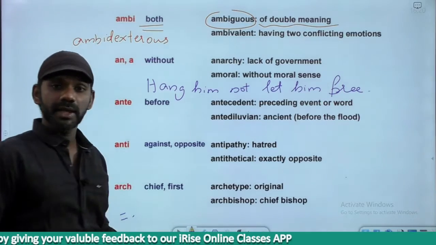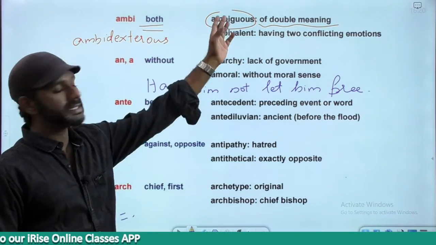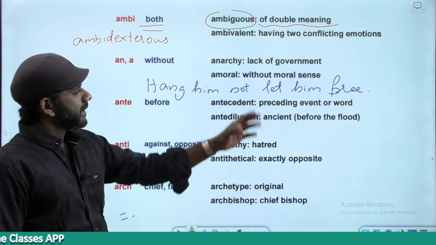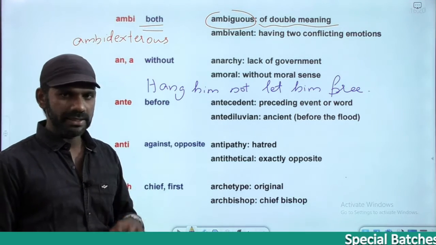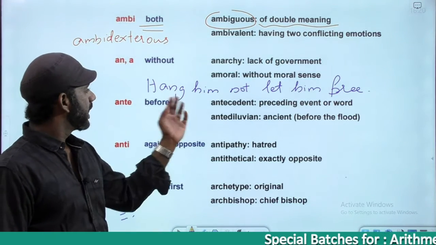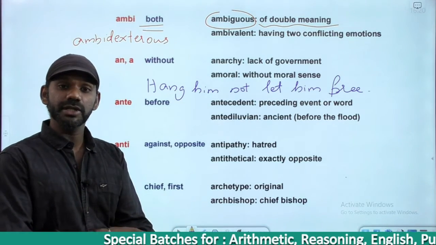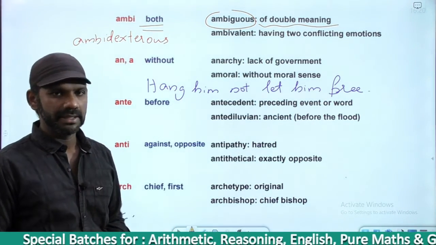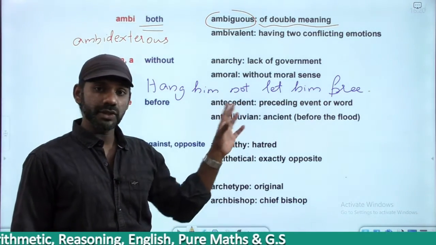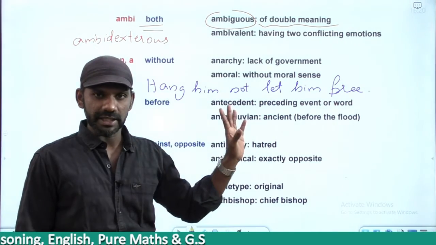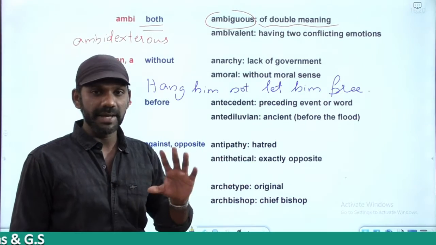I told you a sentence should convey only one meaning. If a sentence conveys more than one meaning, that sentence is termed as ambiguous. Now my question is, how many meanings does this sentence convey? I say two meanings. One is, hang him, not let him free. That means he should be hanged, he should not be let free. The other meaning is, hang him not, let him free. That means he should not be hanged, he should be let free. So this sentence conveys two meanings, so I can say this sentence is ambiguous, grammatically wrong.